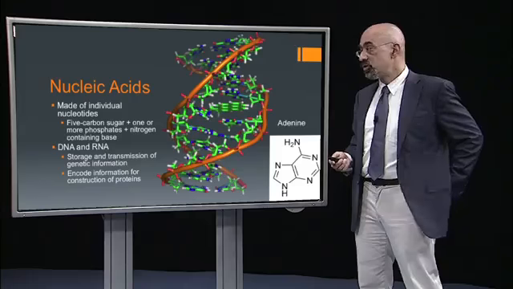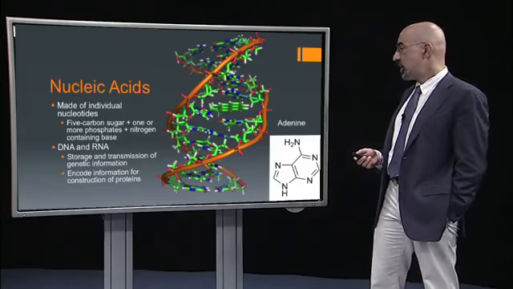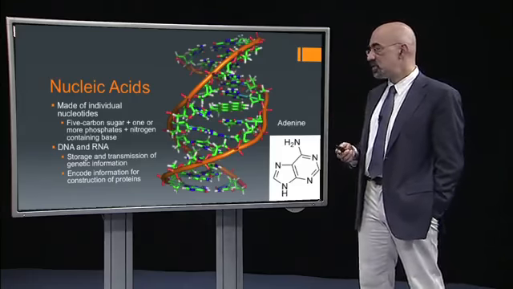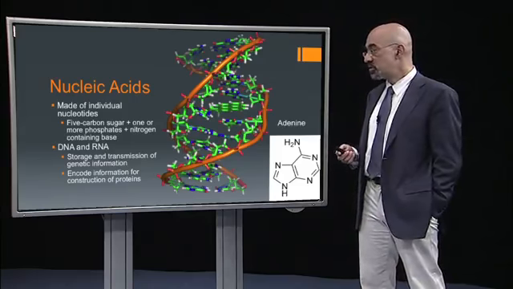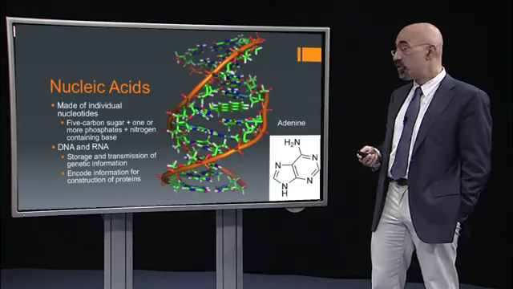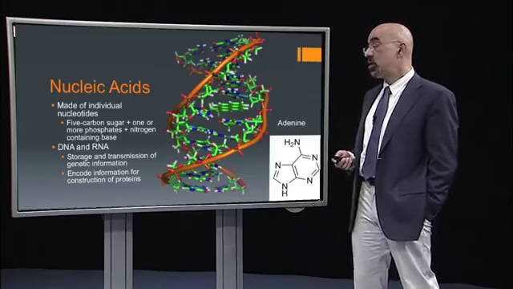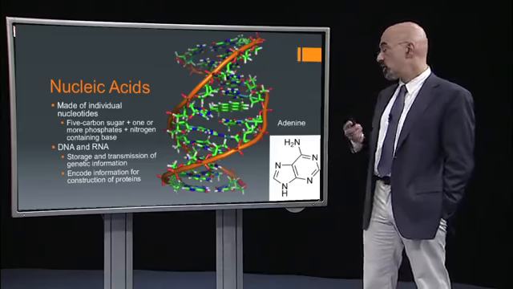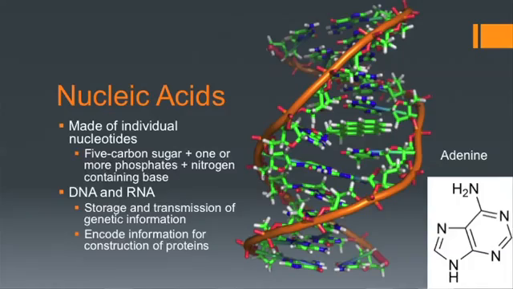And finally, we turn to nucleic acids. And life takes what are called nucleotides. A nucleotide is made up of one of those 5 carbon sugars, 1 or more phosphates, and a nitrogen-containing base to assemble a nucleotide, a relatively simple building block.